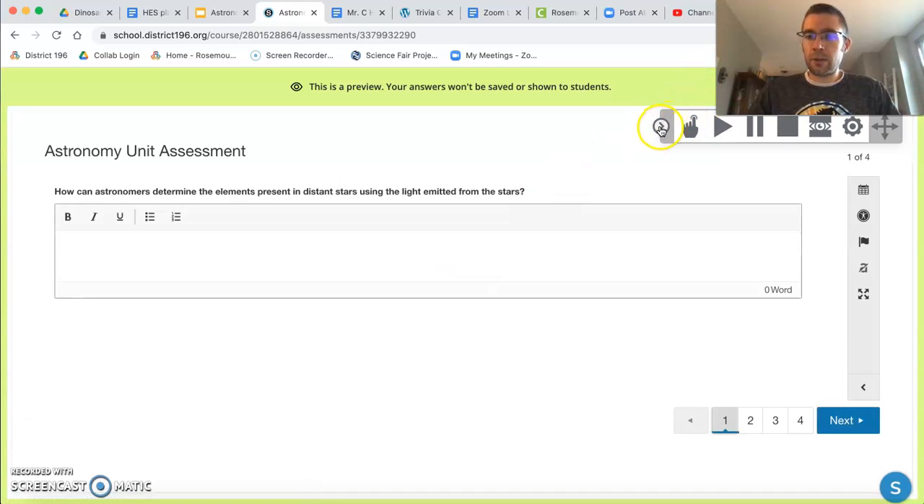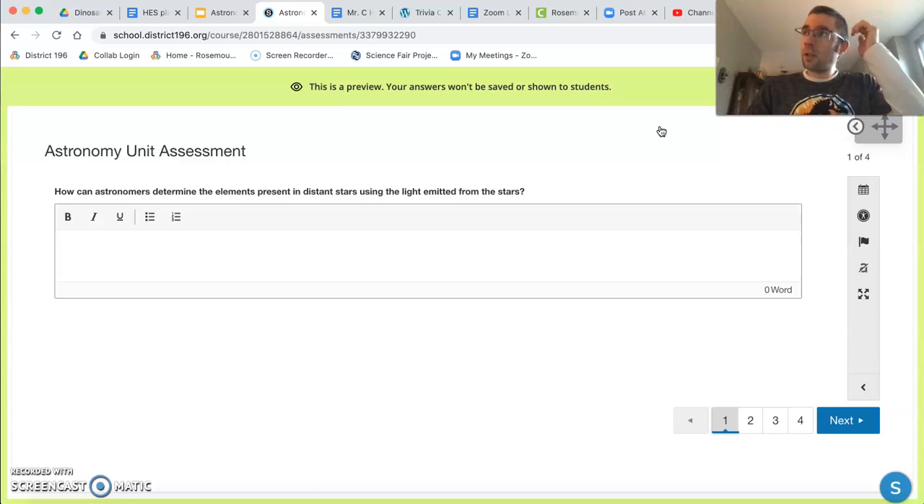Okay. So for question number one, the question is, how can astronomers determine the elements present in distant stars using the light emitted from the stars? Okay, so short answer question. Always good to start your answer with a little bit of the question in it. Okay, so make sure you do that.